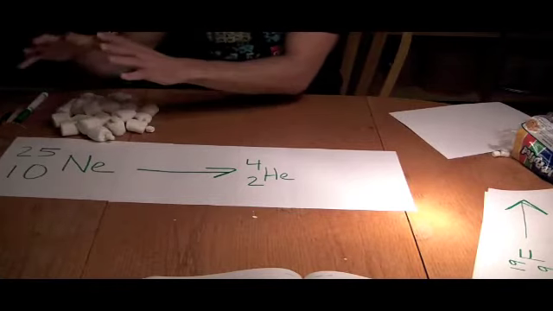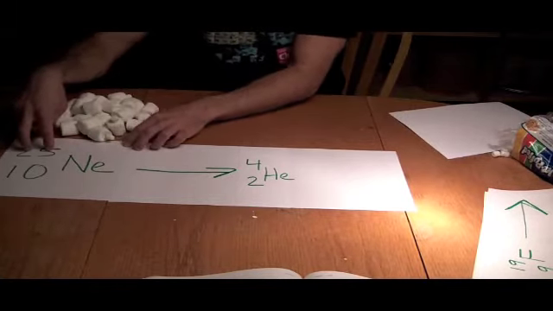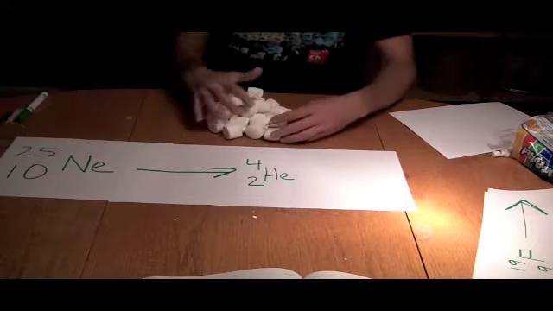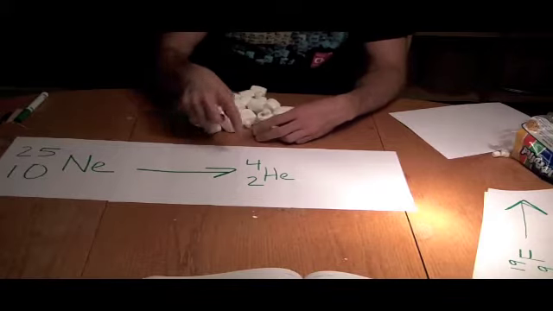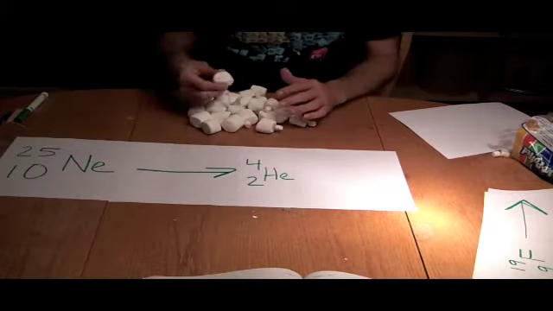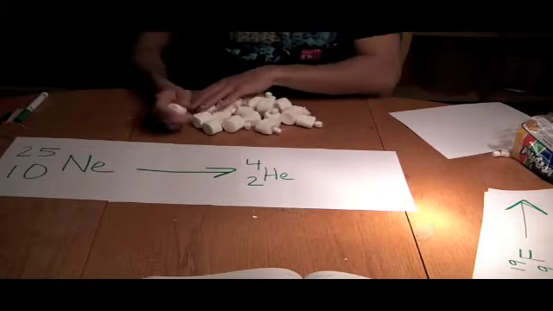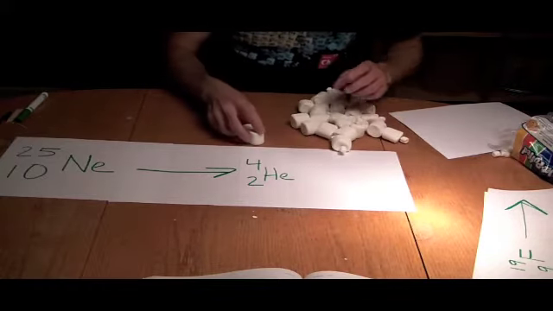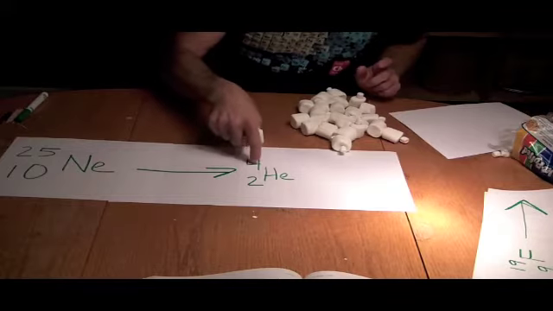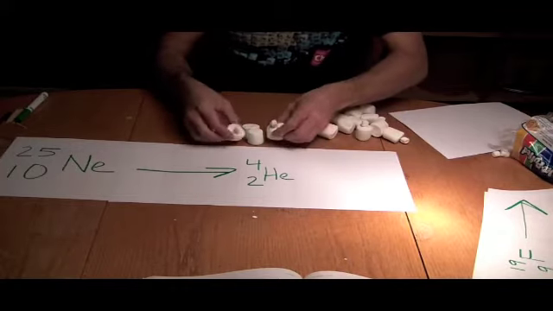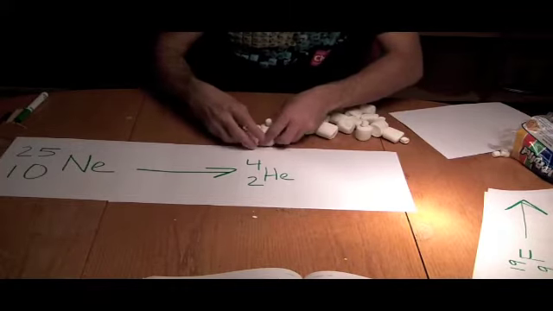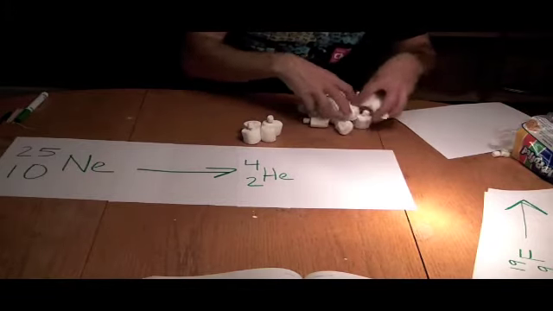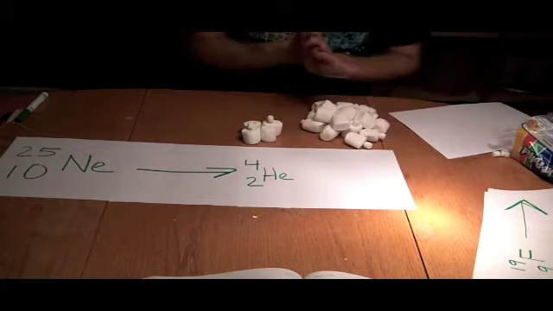It's going to change from being a mass of 25 and 10 protons. If it's going to have a mass of 4, it's going to have 2 protons, so I'm going to take 2 protons out of this nucleus. And it also needs 2 neutrons, so I'm going to take 2 neutrons as well. So there is my helium nucleus. And then what's left is what I have for my new element.